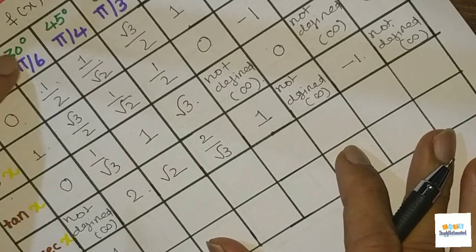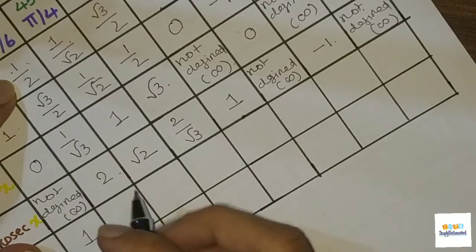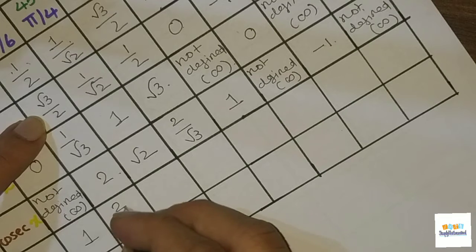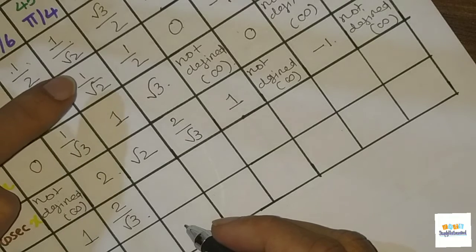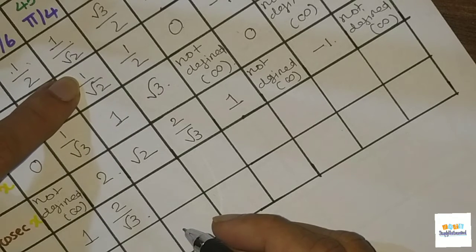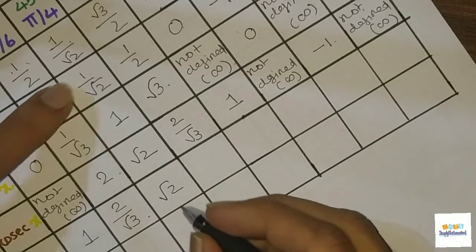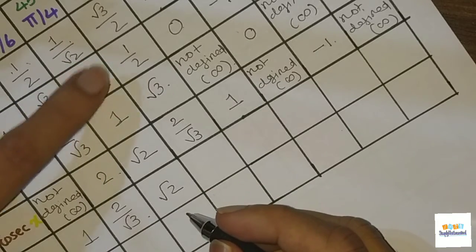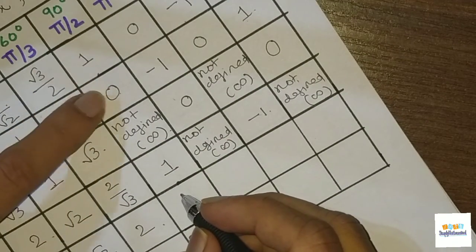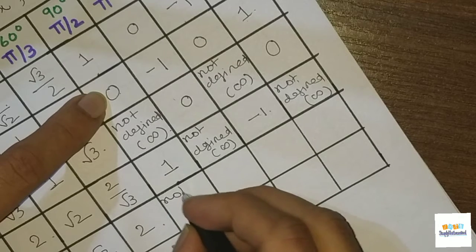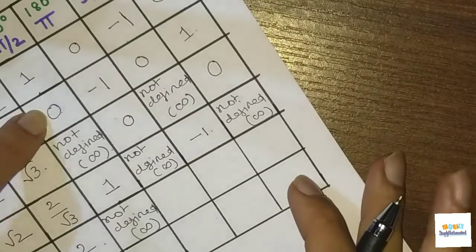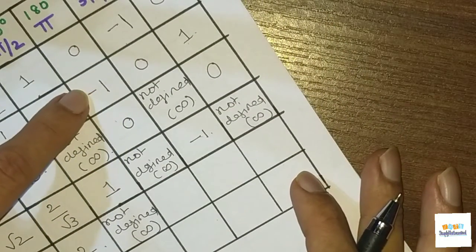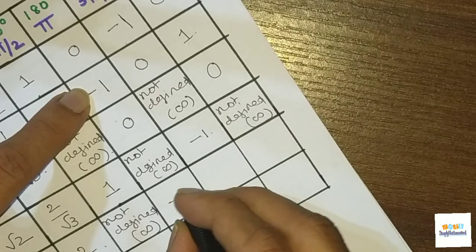Now sec of 30 will be what? It will be reciprocal of this, so that is 2 by root 3. Okay, then reciprocal of this value, that will be sec of 45, right? So here root 2. Then sec of 60 will be what? Reciprocal of this value, which is 2. Okay, then sec of 90 will be reciprocal of this value, which is not defined. Okay, which is also called as infinity. Now sec of 180 will be reciprocal of this value, which is nothing but minus 1.